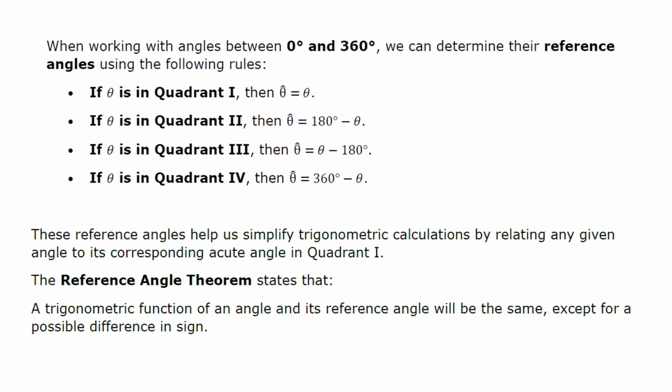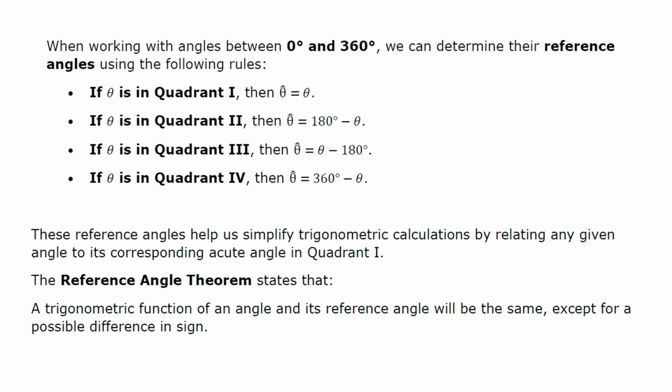When working with angles between 0 and 360 degrees, we can determine their reference angles using the following rules. If theta is in quadrant 1, then theta hat, or our reference angle, will equal theta. If theta is in quadrant 2, then theta hat would be 180 degrees minus theta. If theta is in quadrant 3, then theta hat will equal theta minus 180. And if theta is in quadrant 4, then our reference angle will be 360 degrees minus theta.